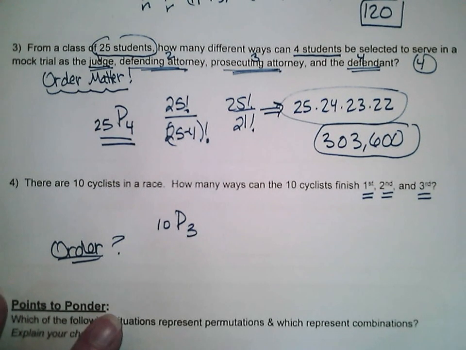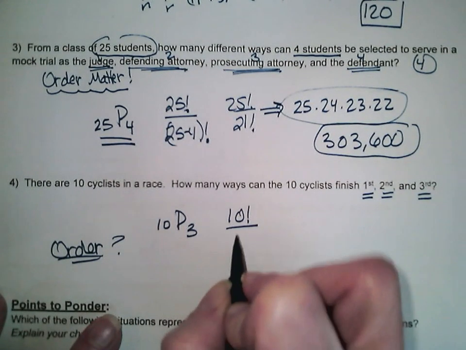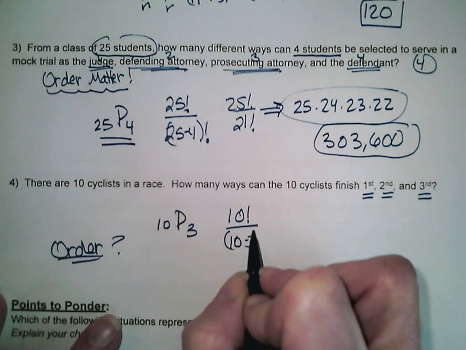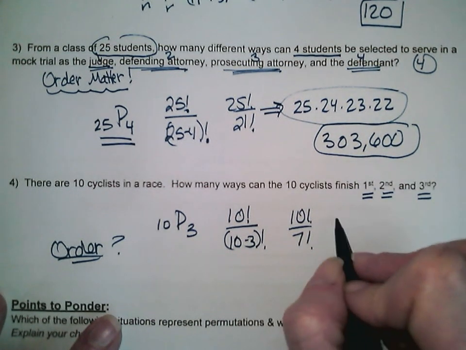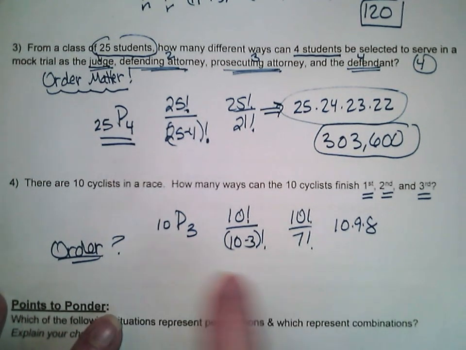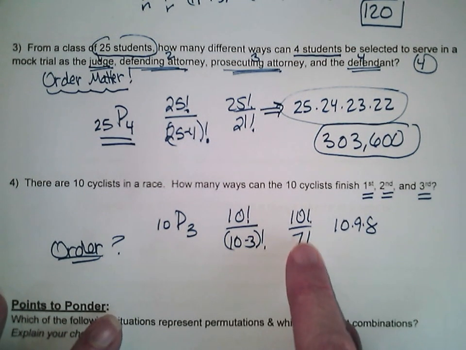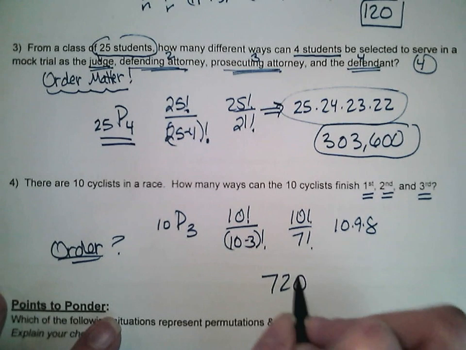All right. So the longhand way, that ends up being 10 factorial over 10 minus 3 factorial, which is 10 factorial over 7 factorial, which is 10 times 9 times 8. Or you're welcome to do it using factorials in your calculator, 10 factorial divided by 7 factorial, or using the permutation button. Either way, 720 different ways.